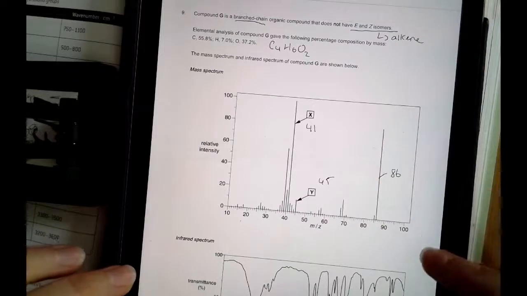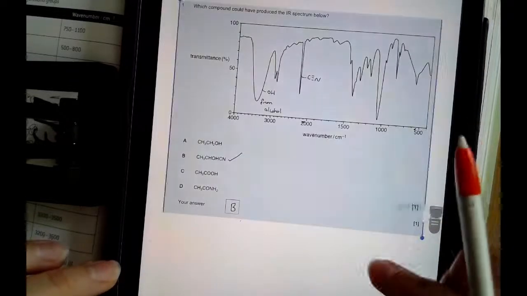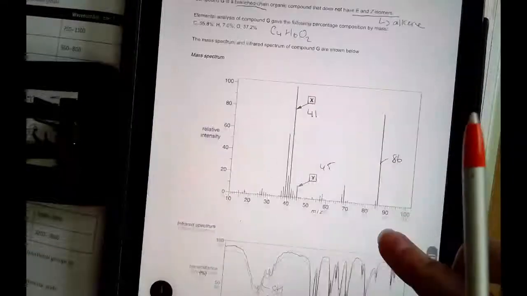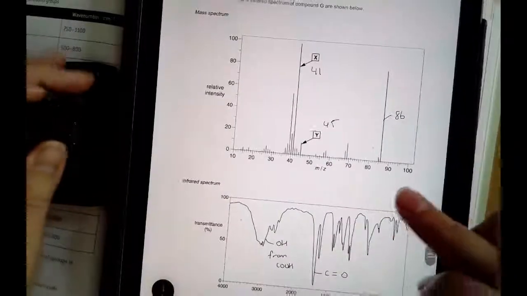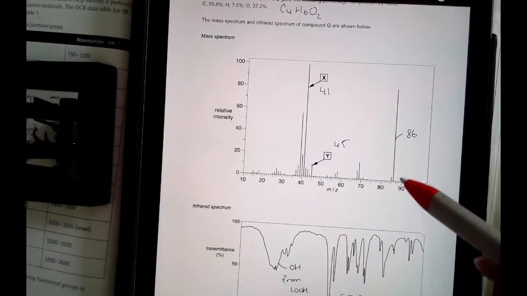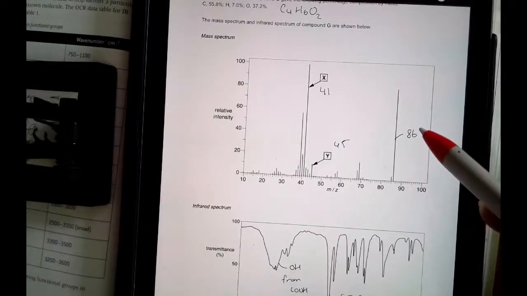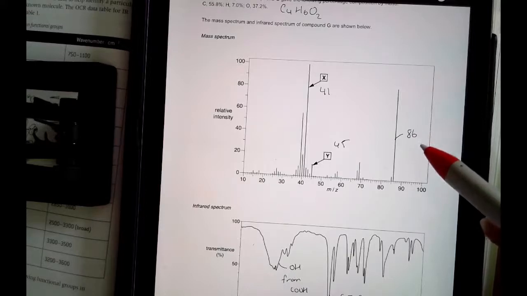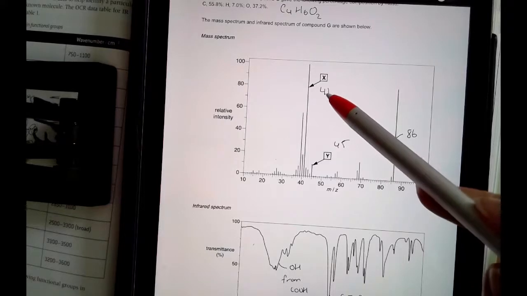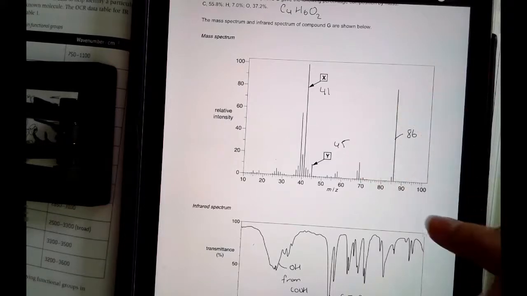So, personally, I would find the infrared spectrum a bit easier to start with. Okay, but if you want to start with the mass spectrum, what I did initially was just label. So here my molecular ion peak is 86. Okay, so I'd label that as 86, and then the 2 fragments that they want you to analyse, one has a mass of 41 and one has a mass of 45.